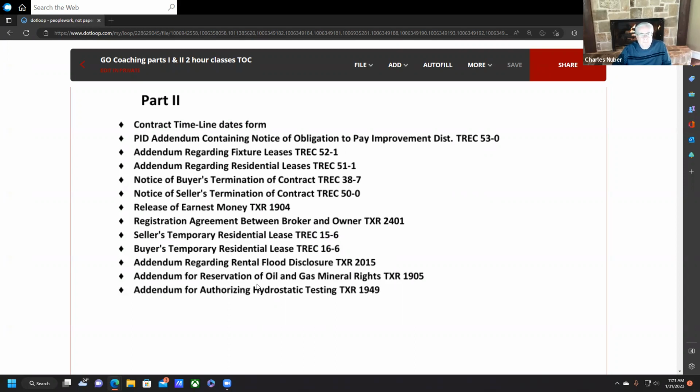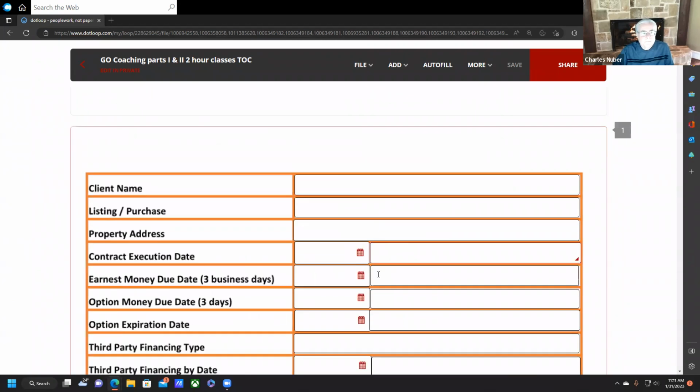Addendum for reservation of oil and gas mineral rights and addendum for authorizing hydrostatic testing. How many of you think, by show of hands, that when you hydrostatic test a house, you're going to blow the toilet off the bathroom floor? Right? That's what people have a perception of. That could not be farther from the truth. And as we get into that addendum, I will go over what a hydrostatic test is.